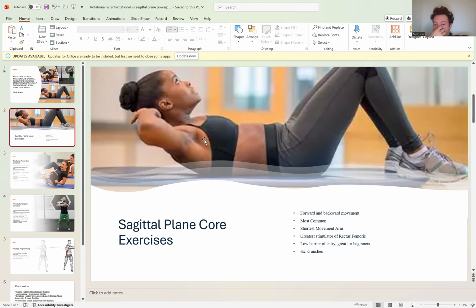So sagittal plane core exercises have the shortest movement arm. As the picture shows, the chest is right beside the abdomen, which is your center of gravity. So there is an extremely short distance there.